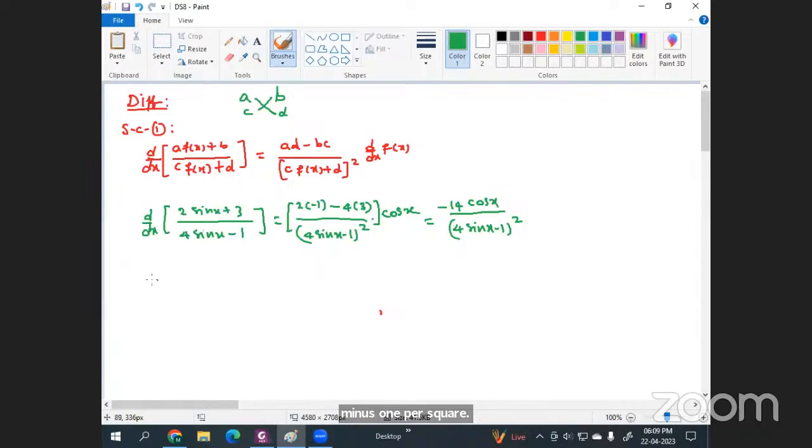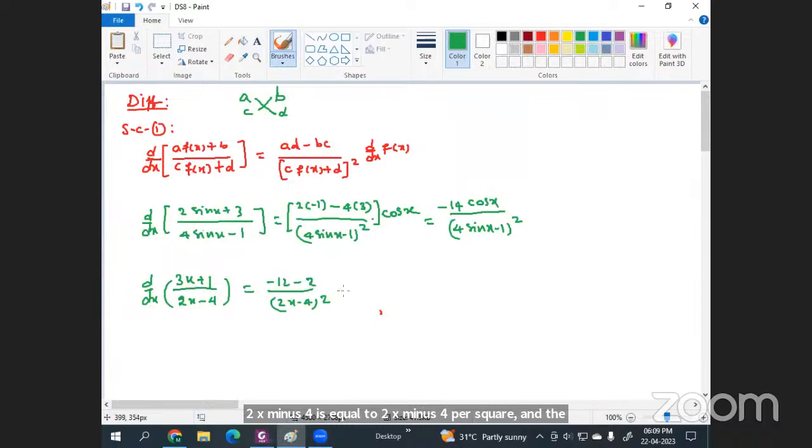Now d by dx of 3x plus 1 by 2x minus 4 is equal to 2x minus 4 whole square in the denominator, and AD minus BC is minus 12 minus 2, derivative of x is 1, so minus 14 by 2x minus 4 whole square. Is this clear? Shortcut number 1. Next, shortcut number 2.